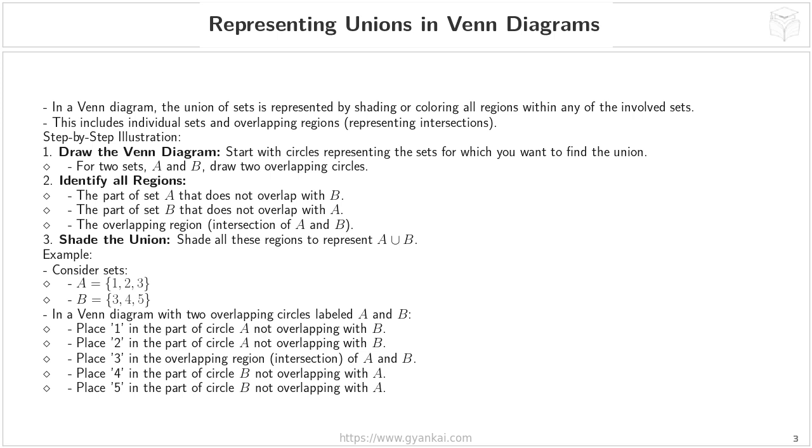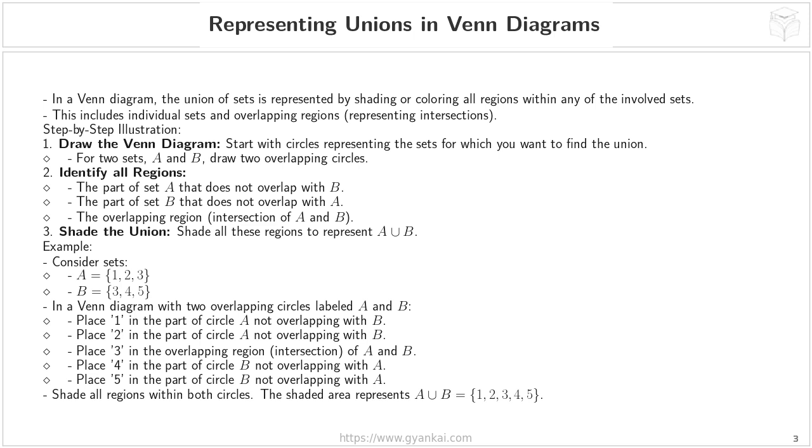Now, to represent the union, we shade in all the regions within both circles. Everything inside those circles is part of A union B, and as you can see, the shaded area represents the set {1, 2, 3, 4, 5}, which is exactly what we found when we calculated A union B on the previous slide. Remember, this visual representation is incredibly helpful for understanding and solving problems involving unions.